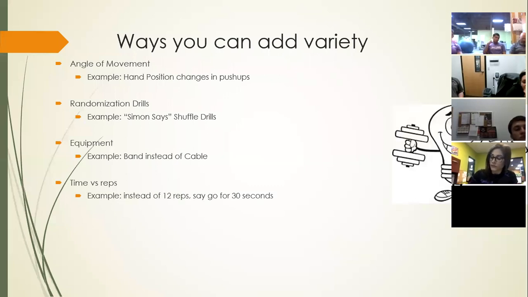Time versus reps. A lot of times trainers just get caught up in counting reps all the time. Use time. It's a great way to change the aspect of the workout for the client and build intensity as well. So instead of saying 12 reps, say go for 30 seconds instead.